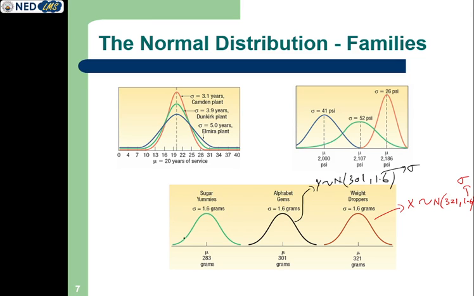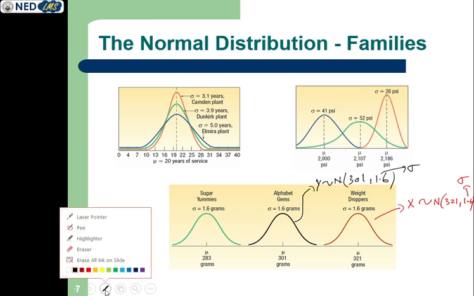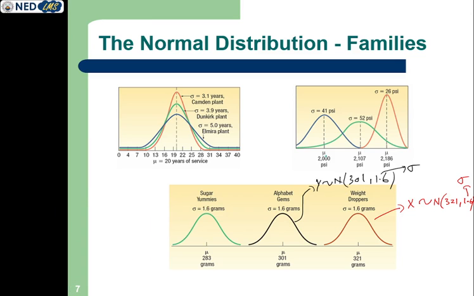And if we take the green color graph, another random variable t follows a normal distribution with mean 283, and the standard deviation remains the same, equal to 1.6. This is the standard deviation.